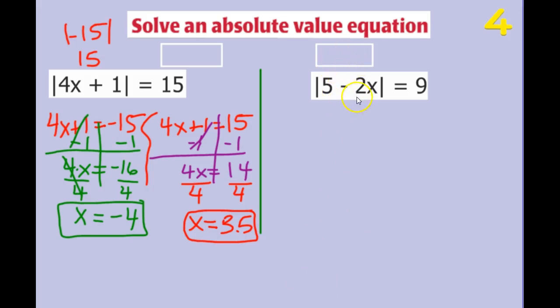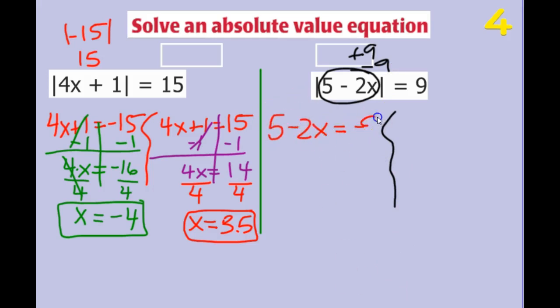Alright, I don't even need to put this down anymore because I know I'm going to set this part in the middle equal to positive 9 and negative 9. So I have 5 minus 2x equals a negative 9, and 5 minus 2x equals a positive 9, and solve both.